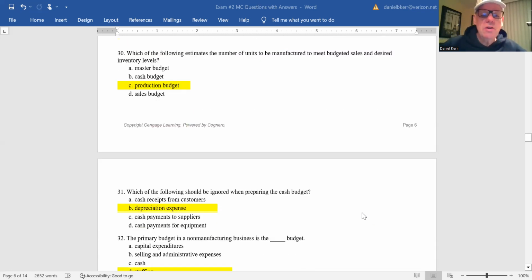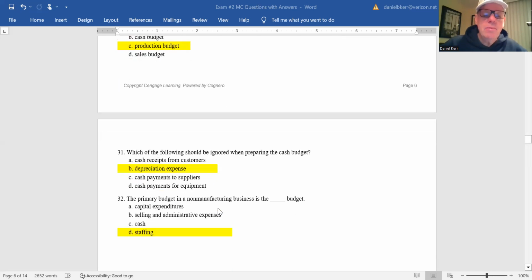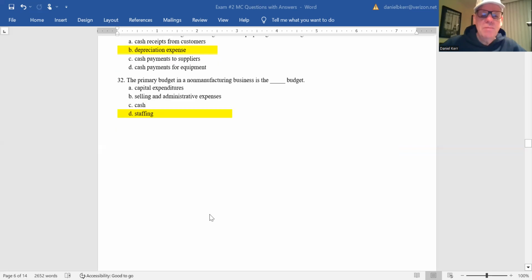Which of the following should be ignored when preparing the cash budget? Well, the one that's ignored is depreciation expense, because depreciation expense doesn't involve the use of cash. It's just spreading the cost of an asset over its useful life. That's not a cash expense. And the primary budget for a non-manufacturing business would be the staffing budget. Answer D. Okay, so that's the multiple choice.